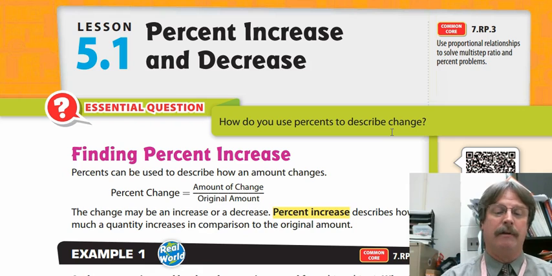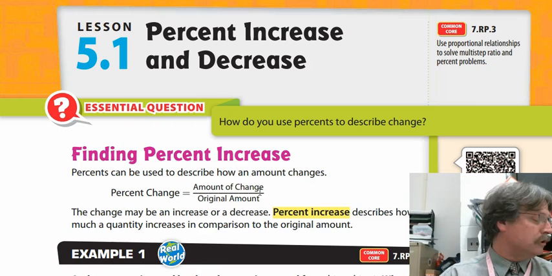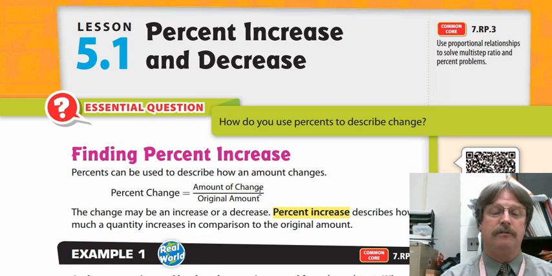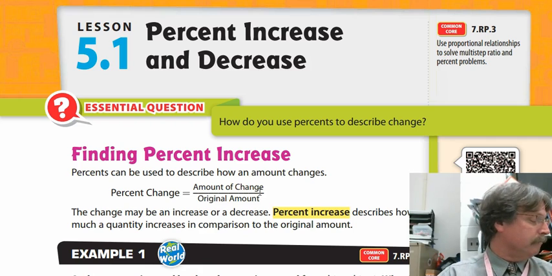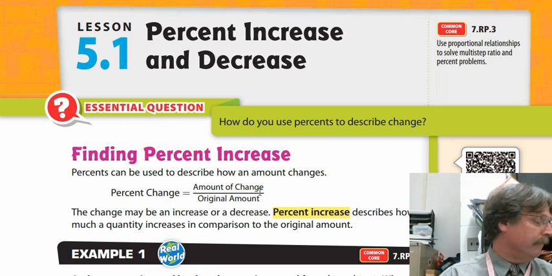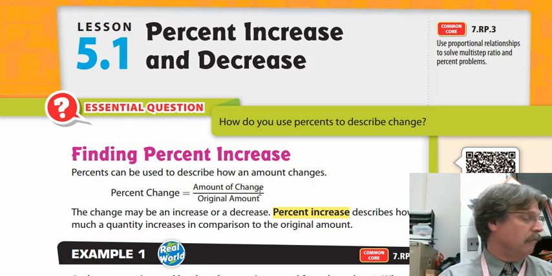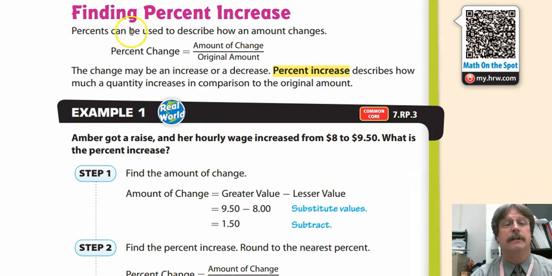And we're going to have examples going on down here. Percent increase describes how much a quantity increases in comparison to the original amount. Percent decrease describes how much a quantity decreases in comparison to the original amount. And we use the original amount and the percent of change to determine what the new amount is going to be. Continuing on here, finding percent increase, we can see the formula here.